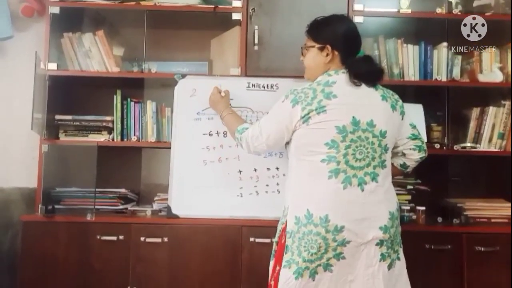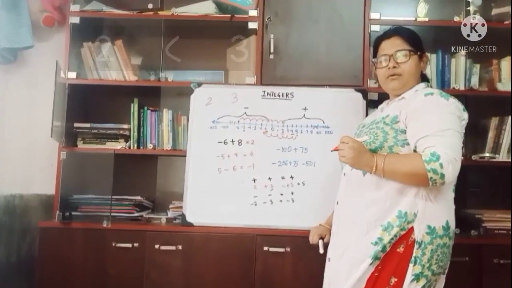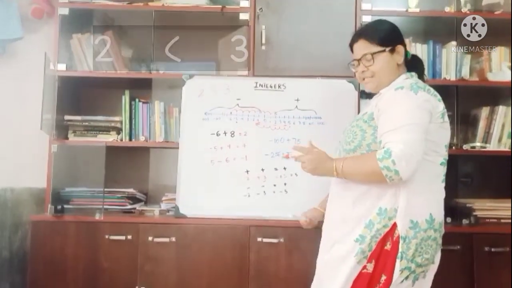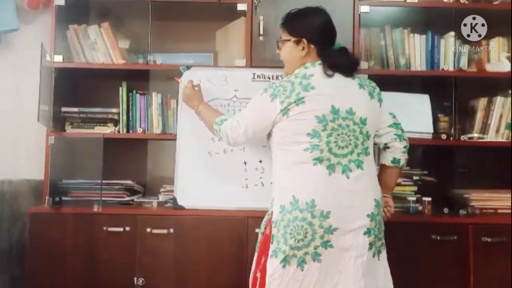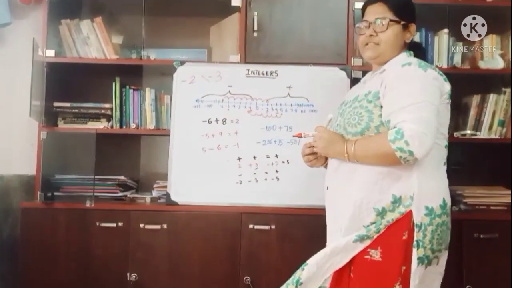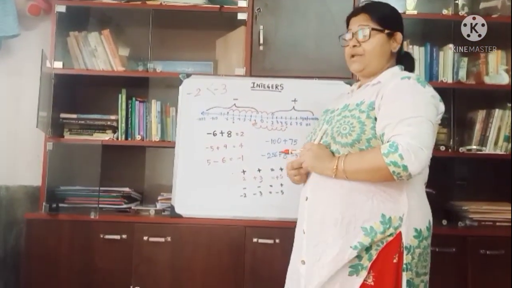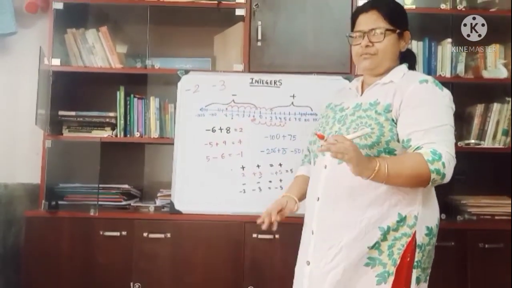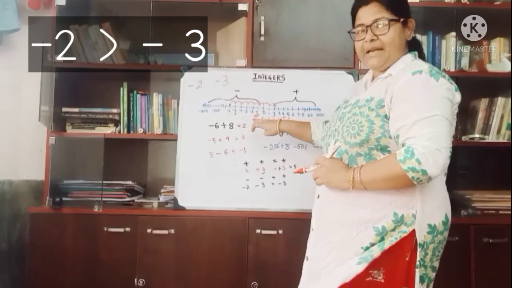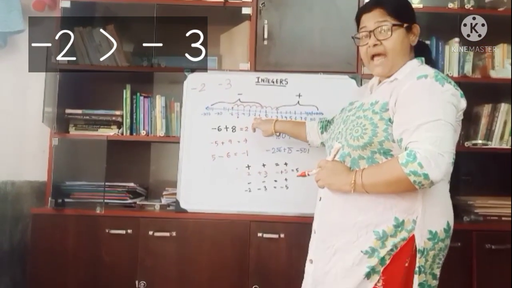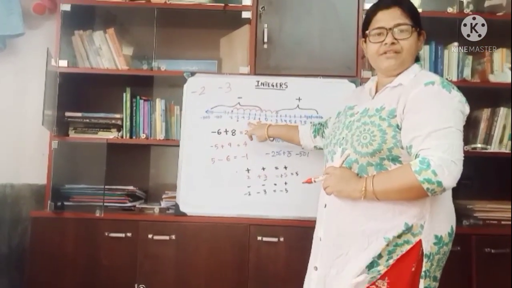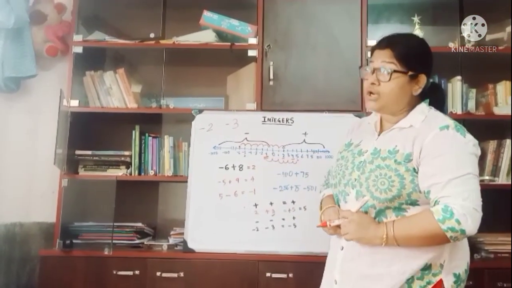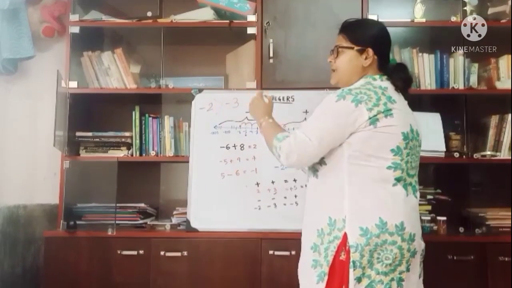2 and 3. Can you tell me which is the largest number? Yes, it is 3, isn't it? But if I add negative signs in front of them, now can you tell me which is the largest? Confused? Don't have to be. Look at the number line. Minus 2, and one step down, then it's minus 3. I told you step by step. So minus 3 will be smaller and minus 2 will be larger.